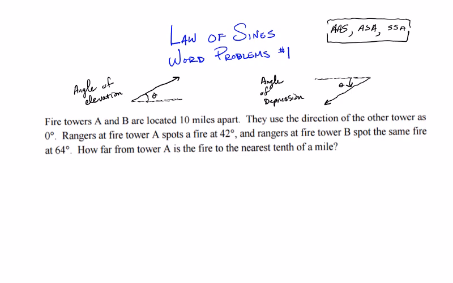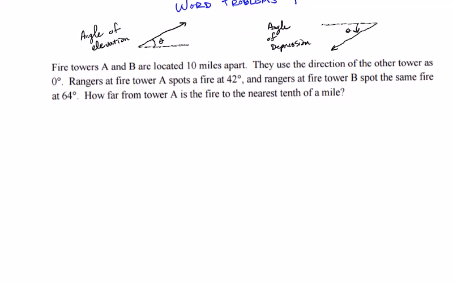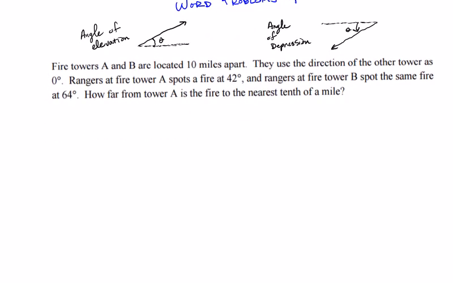Alright, so let's get started. I've got one here. It says fire towers A and B are located 10 miles apart. They use the direction of the other tower as 0 degrees. Rangers at fire tower A spot a fire at 42 degrees, and rangers at fire tower B spot the same fire at 64 degrees. How far from tower A is the fire to the nearest tenth of a mile? Let's take this in stride, right?